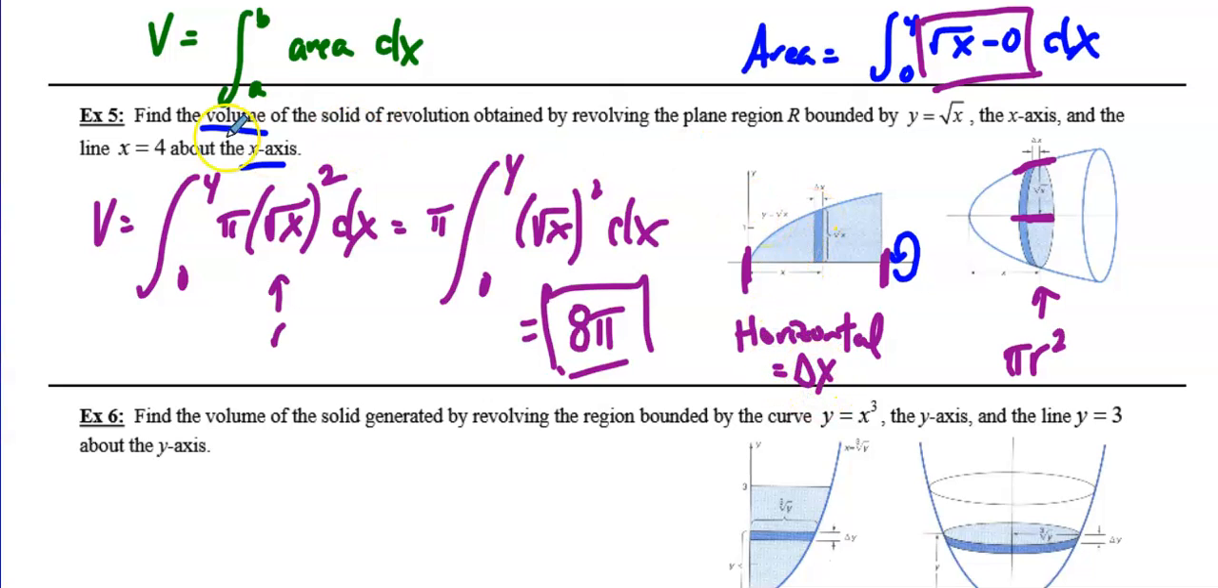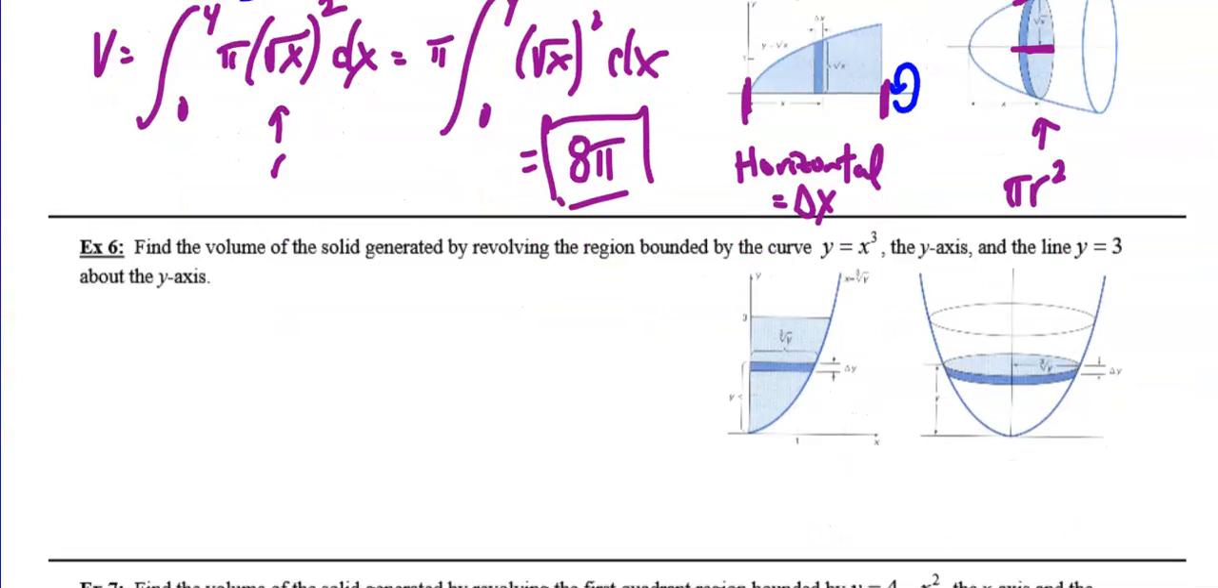All right. Again, the other thing I want to say about volume in this particular example, when we're doing washer and disk, it's always going to be perpendicular to our axis. Okay, so I know that was a lot of babbling, but let's move on to the next one.